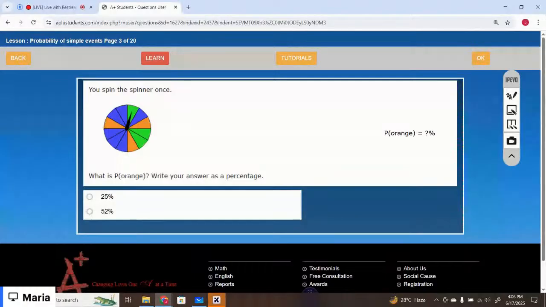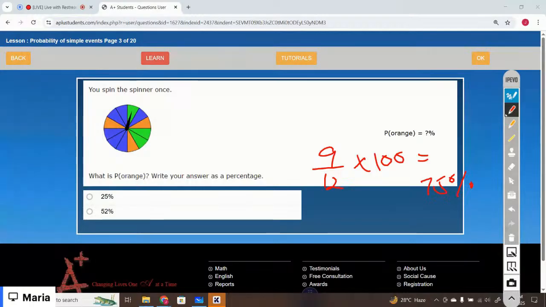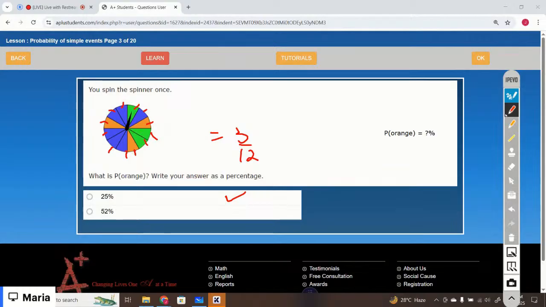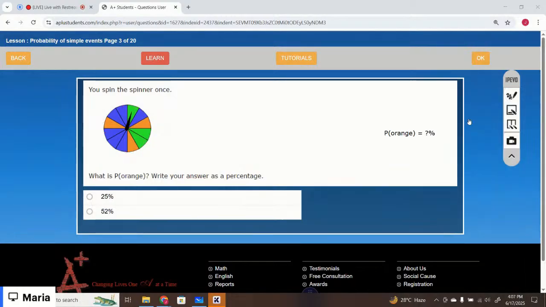You spin the spinner once. What is the probability of orange? So we have only three orange portions, right? Total are 1, 2, 3, 4, 5, 6, 7, 8, 9, 10, 11, 12. That is 3 out of 12. That is 25%. Option number one is 25%.